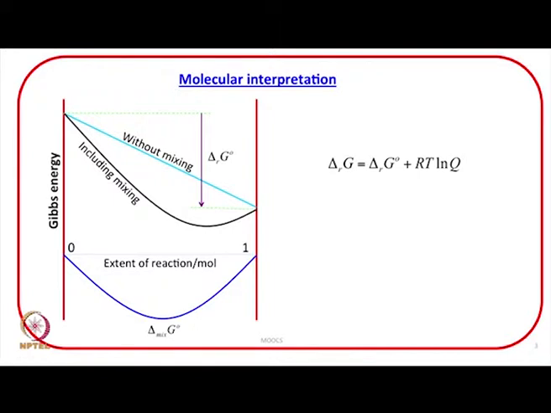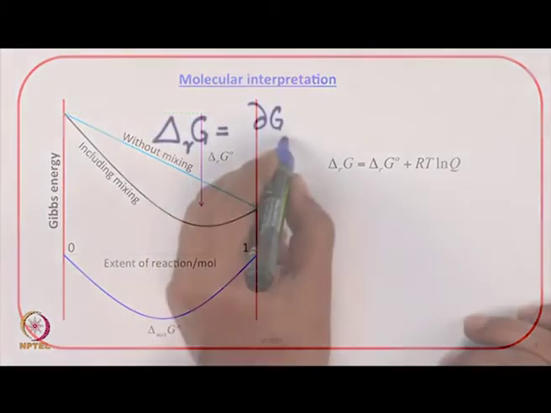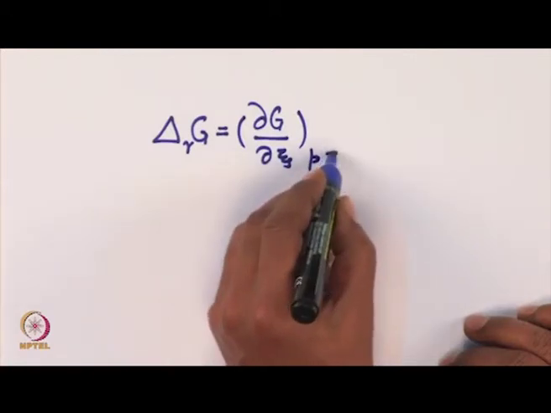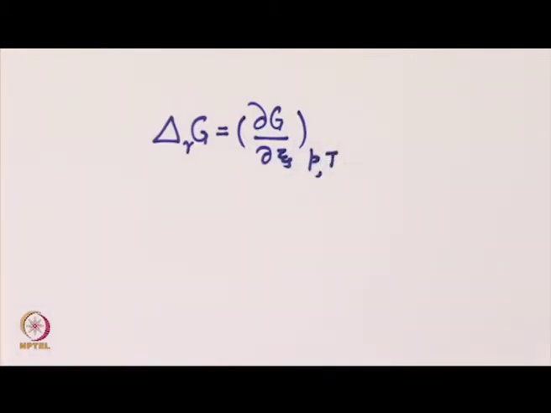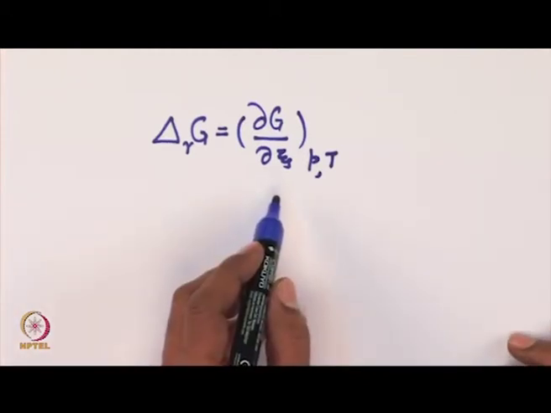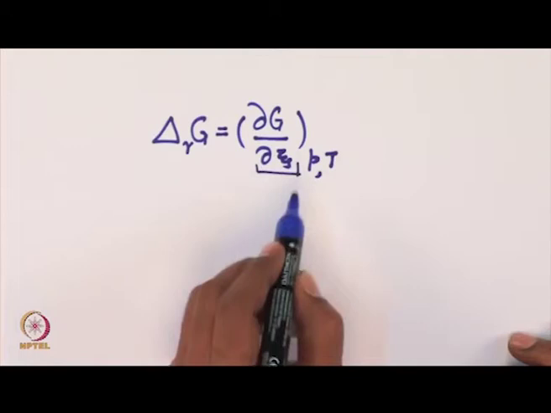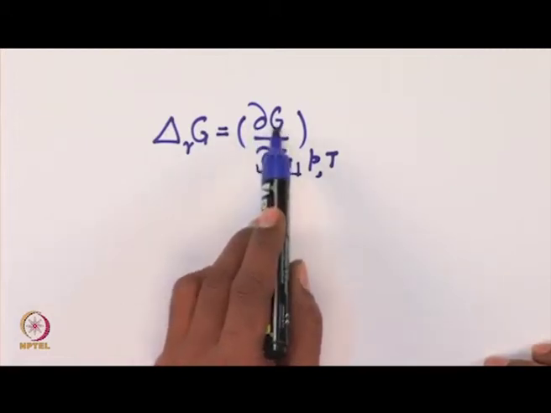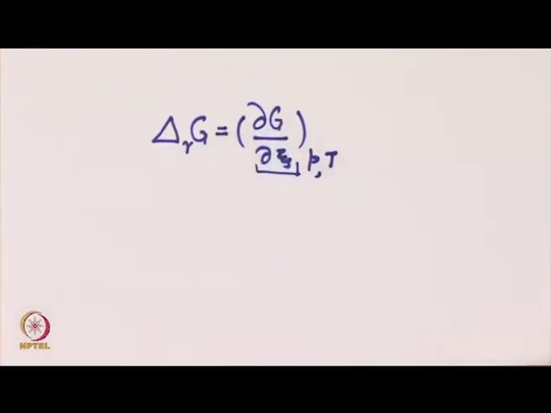because how do we define delta Rg? Delta Rg is equal to variation in Gibbs free energy with respect to extent of reaction at constant pressure and temperature. So when the change dψ, finite change, is 1, that means you are changing from pure A to pure B, and I will write delta G naught in this case.